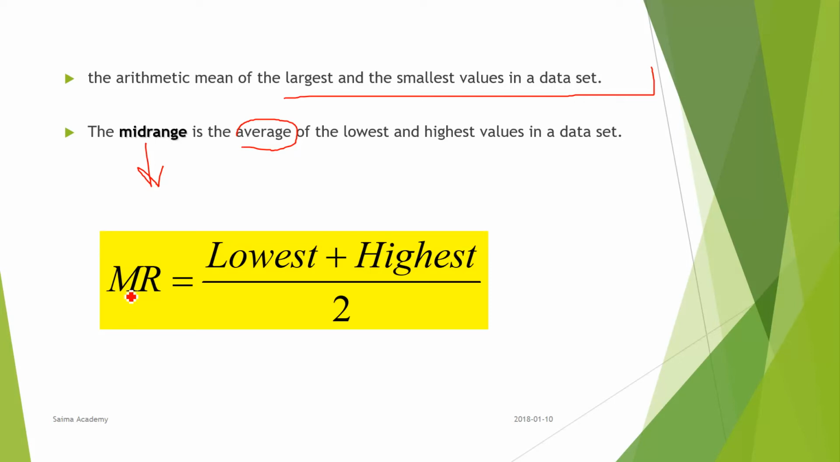The formula we will use: mid-range is equal to lowest plus highest, divided by 2. Lowest means the lowest value in the data set, highest means the highest value in the data set. Why divided by 2? Because we are getting only two values, lowest and highest.